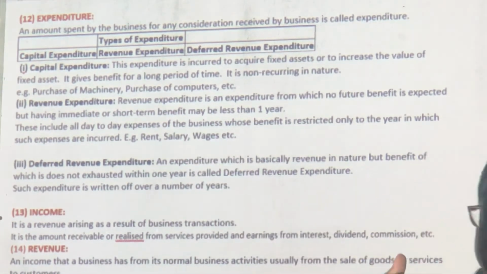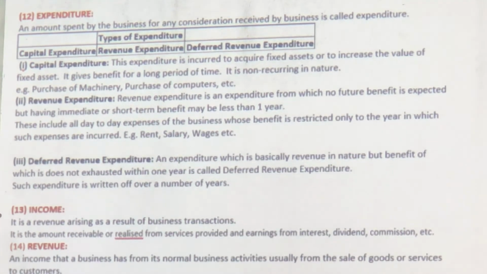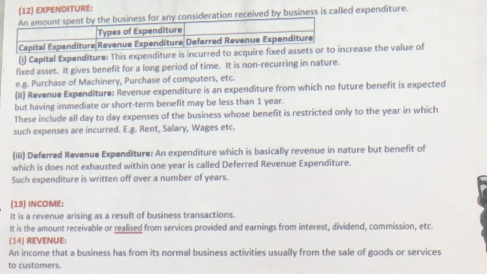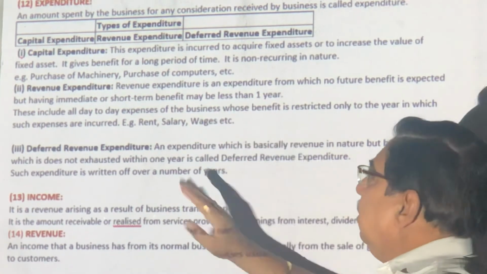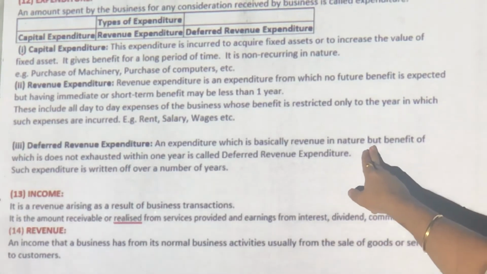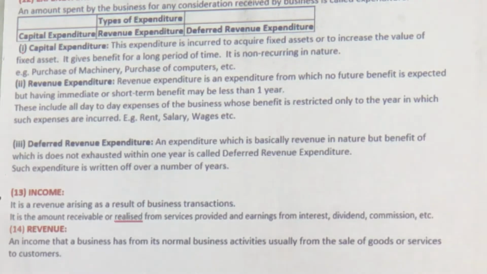Revenue is the money required to do business: salary, raw material, transportation, rents, all this. Deferred revenue: this is expenditure, but I have not utilized the benefit.